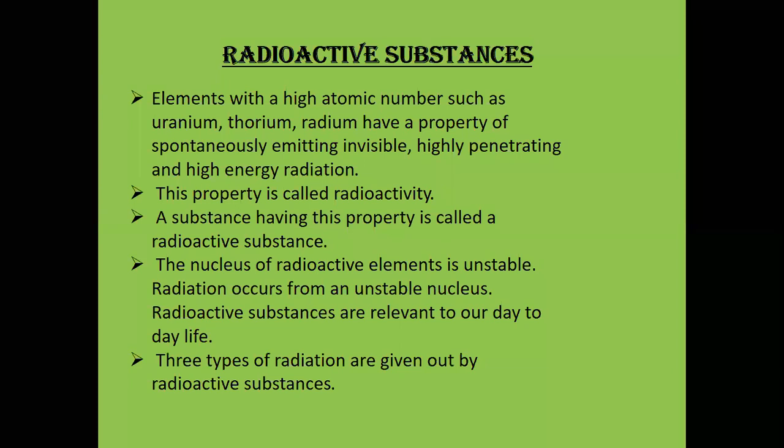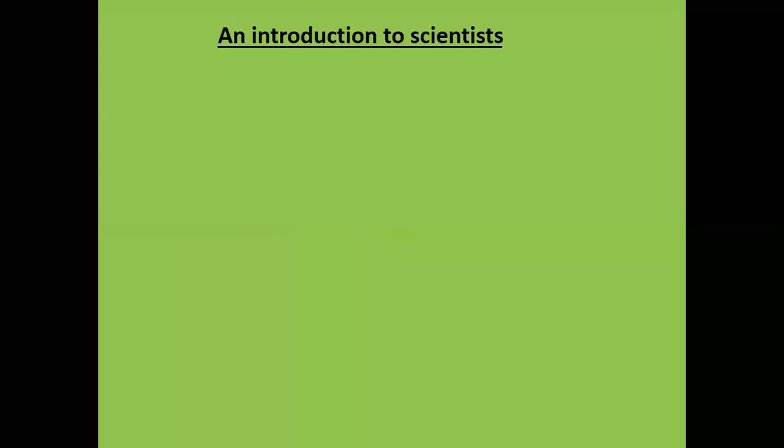Three types of radiations are given out from these radioactive substances, and these are alpha rays, beta rays, and gamma rays. From these radioactive substances, which have an unstable nucleus, we have three types of radiations coming out: alpha rays, beta rays, and gamma rays. Let's try to understand the alpha, beta, and gamma radiations here.